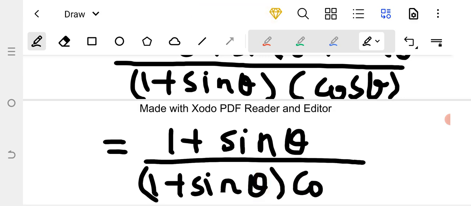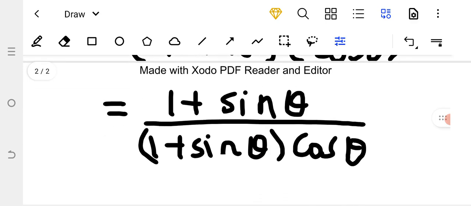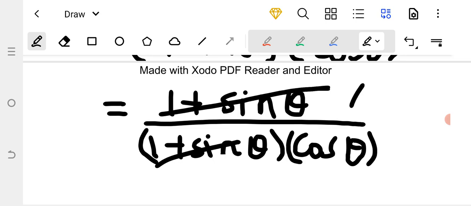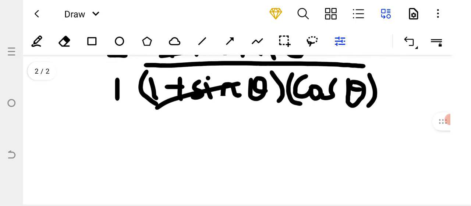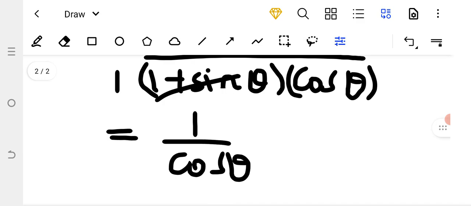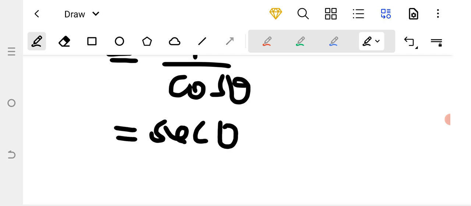What we can see is that since we are multiplying, we can easily cancel out 1 plus sin theta, 1 plus sin theta, to give you a 1. So you are going to have is equal to 1 divided by cos theta, and then your answer is going to simply be sec theta.